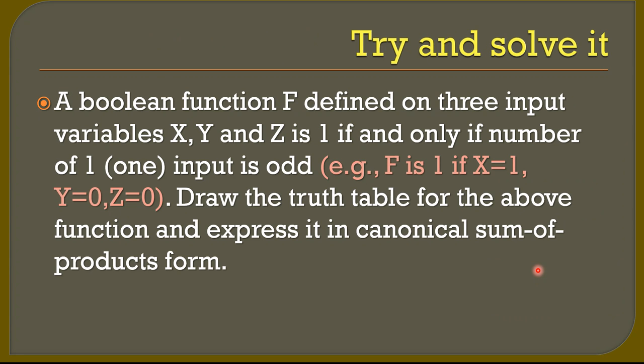Now you are going to try it yourself. A Boolean function f is defined on 3 input variables x, y and z. It is 1 if and only if the number of 1 inputs is odd. Write all the combinations for the 3 variables, you will have 8 combinations. Wherever the number of 1s is odd, write the result as 1. After writing the result column, find the min terms wherever you got 1, and finally join them by adding up all the min terms, and write the canonical SOP, that is the canonical sum of products form.